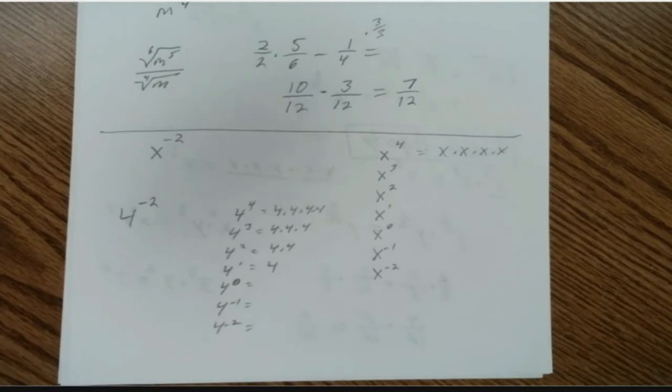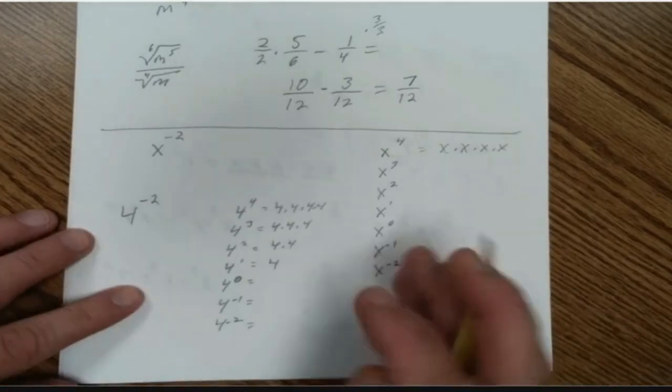I'll throw that out for the class. Anybody know what 4 to the 0 power is? Can you raise something to a 0 power? Gabriel says nothing. That's a good guess. Allie says 0. Another good guess. That's not correct, but it's a good guess. We would think so. I'll show you how to figure this out.